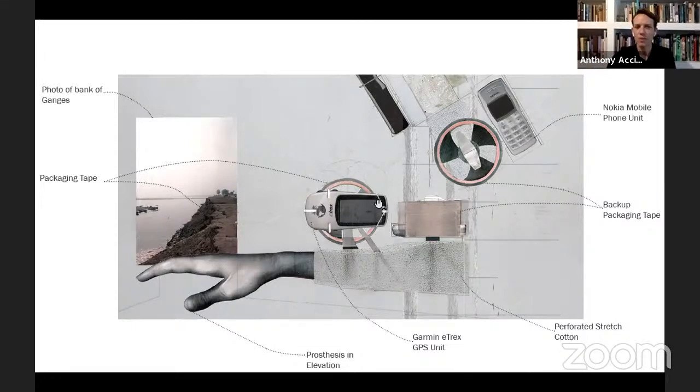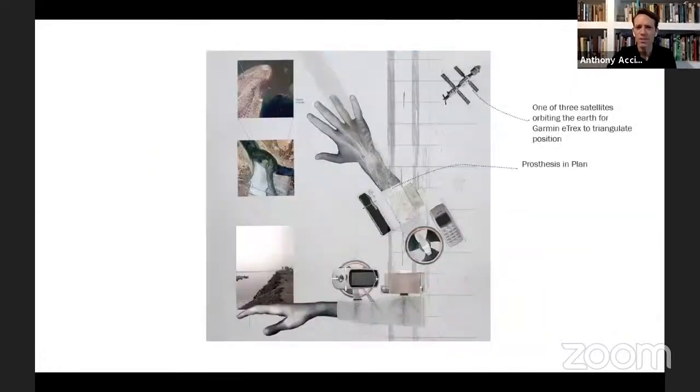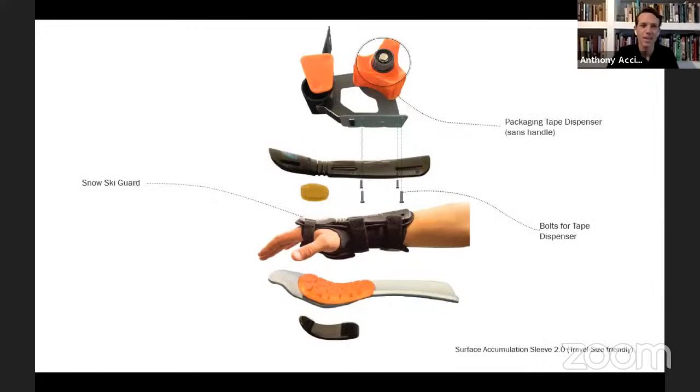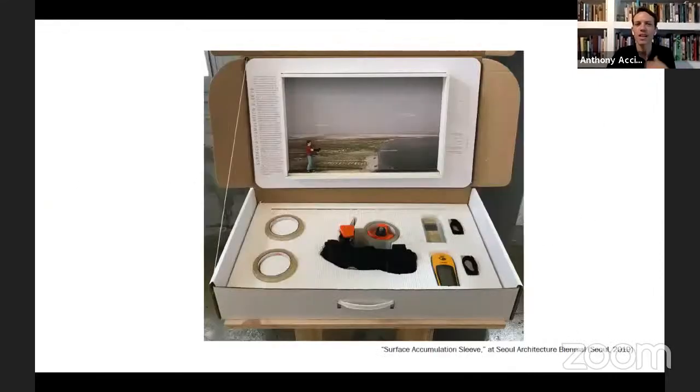So this is a kind of zoom out of that prosthetic that you see here. And this, I would go perpendicular to the river edge and leave an imprint like this. So it's kind of like, you know how Spider-Man shoots the web from his wrist? Well, I'm kind of shooting packaging tape from my wrist, going a kilometer perpendicular to get these soil samples to better understand particle size, to do particle size analysis. And so I developed this instrument further as something that you could wear to do this kind of analysis.